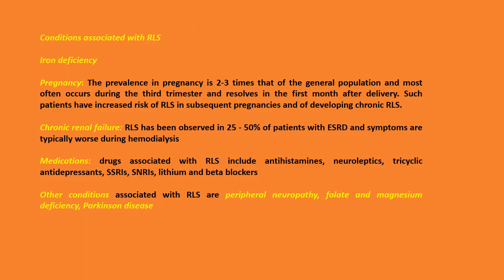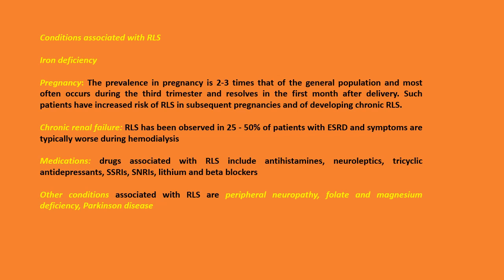Conditions associated with RLS: iron deficiency, pregnancy. Prevalence in pregnancy is 2 to 3 times that of the general population and most often occurs during the third trimester and resolves in the first month after delivery. Such patients have increased risk of RLS in subsequent pregnancies and of developing chronic RLS.